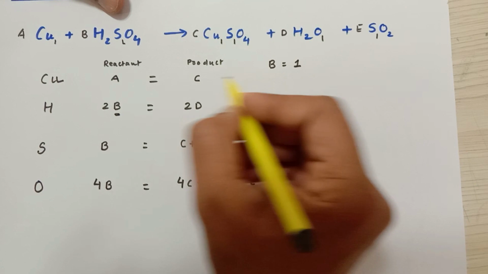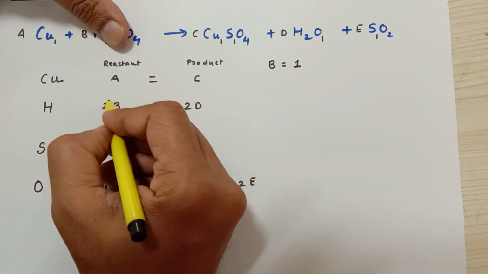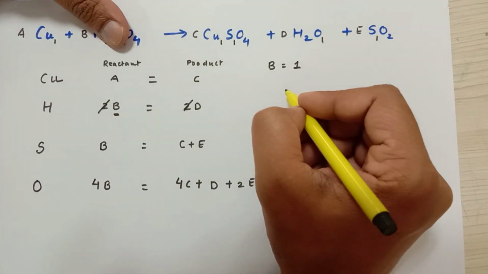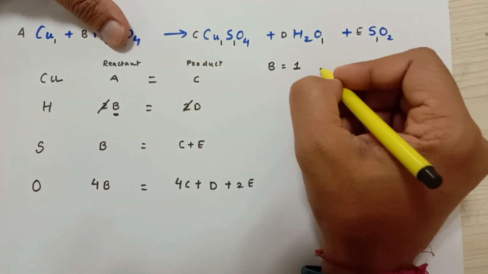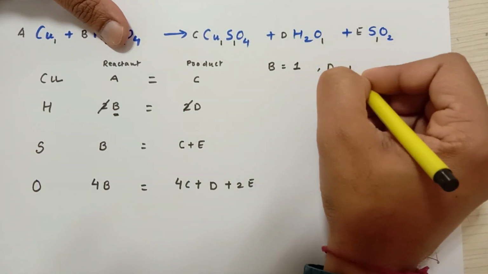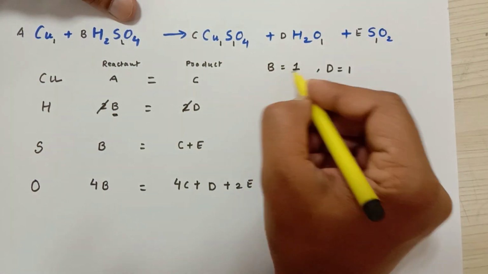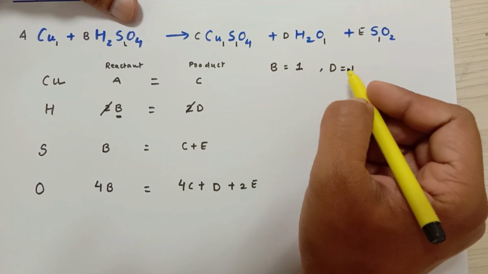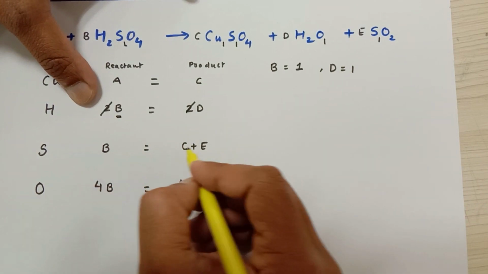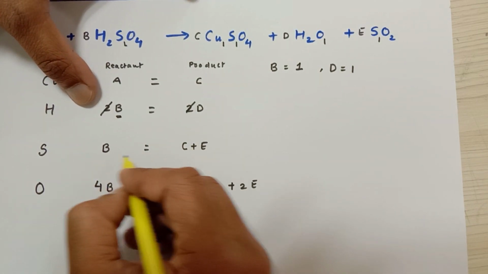So B is 1. As per this, the 2 and 2 get cancelled from both sides. So B is equal to D. If B is 1, then D is also 1. Out of all these A, B, C, D, E, I have found the values of B and D. Correct? So I am going to substitute the value over here in equation number 3.